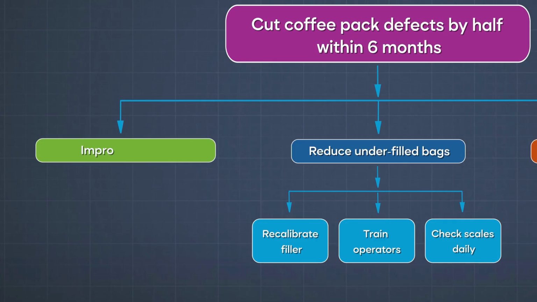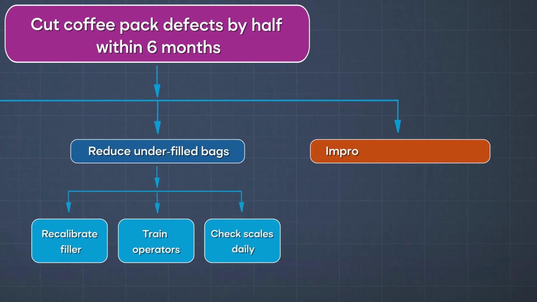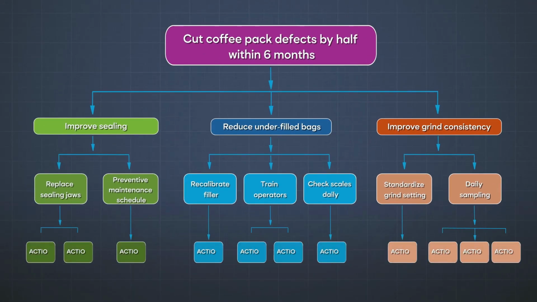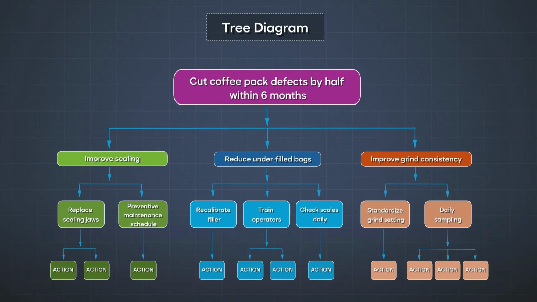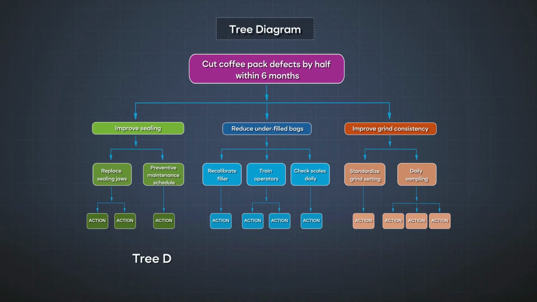For the second branch, we have improve sealing. And as actions, we can write replace sealing jaws and set preventive maintenance schedule. Finally, at the third branch, we add improve grind consistency, and for the action branches, we add standardize grind setting and introduce daily sampling. Now for each action, we can branch it more for each execution step. Suddenly, this big fuzzy goal becomes a clear step-by-step plan. That's what a tree diagram does. It forces us to break the goal into bite-sized, doable tasks.